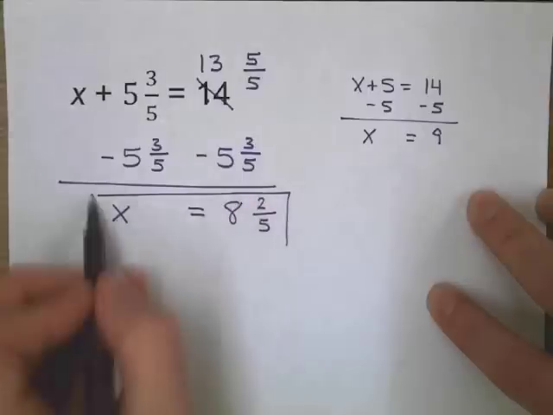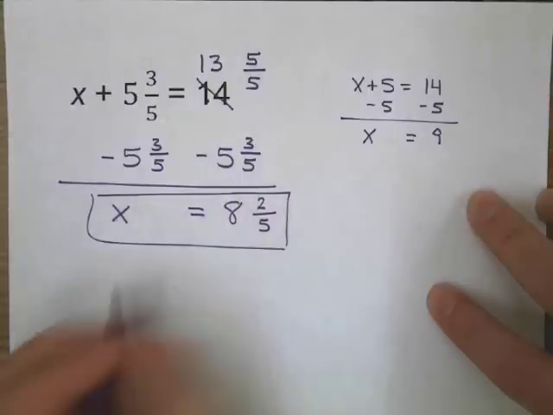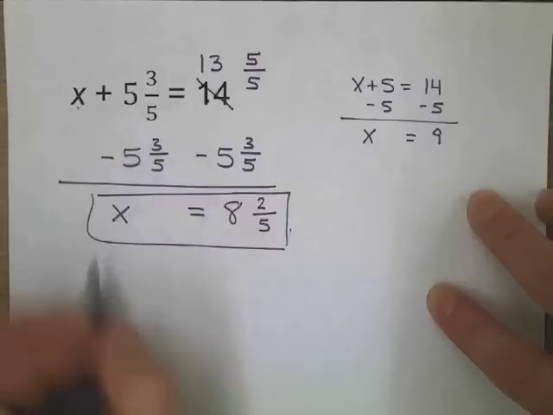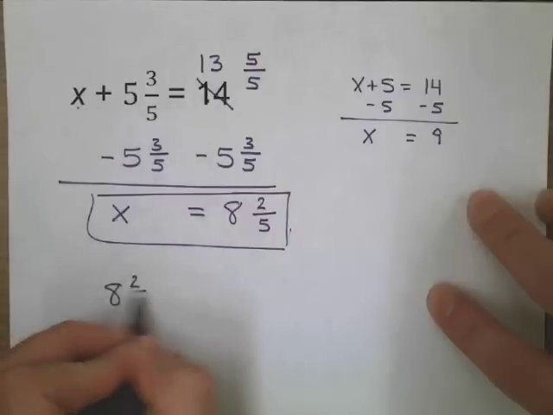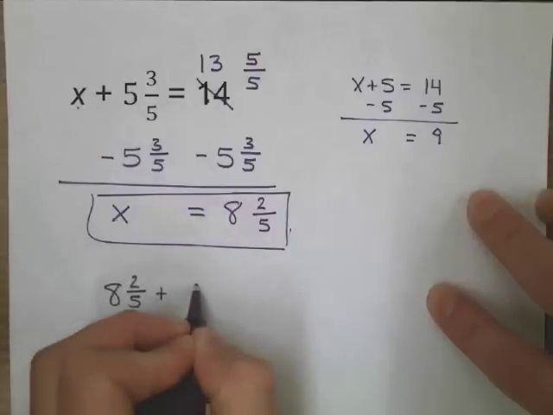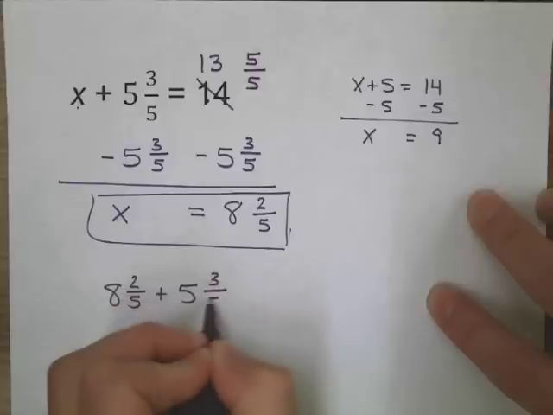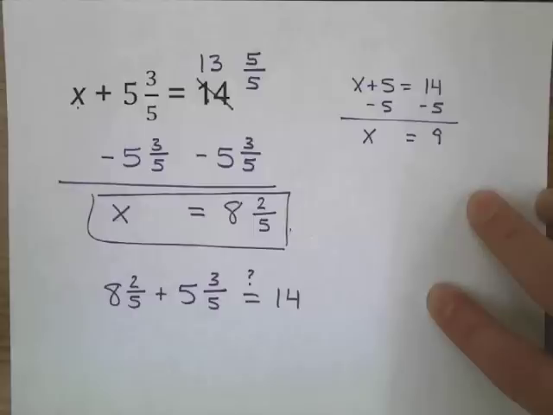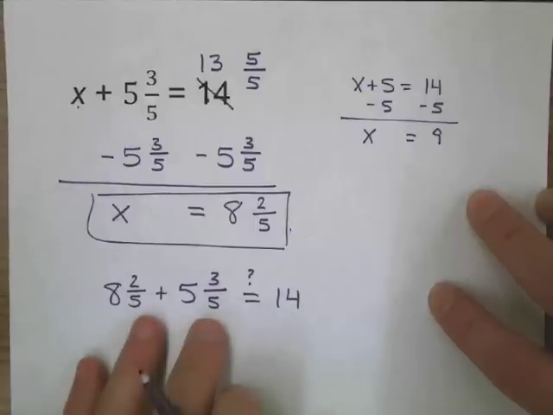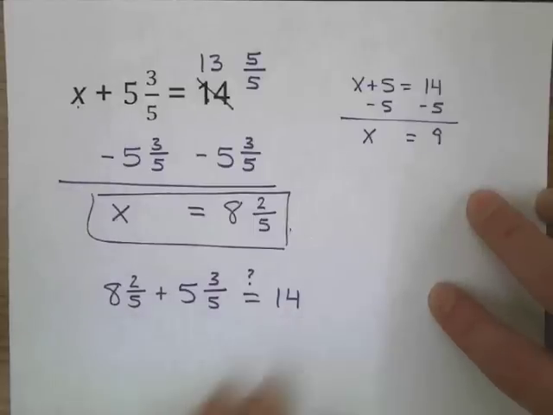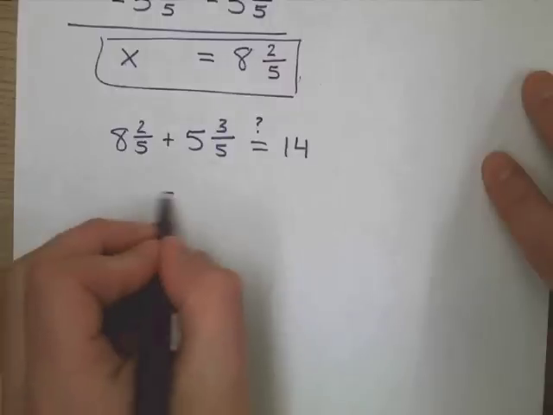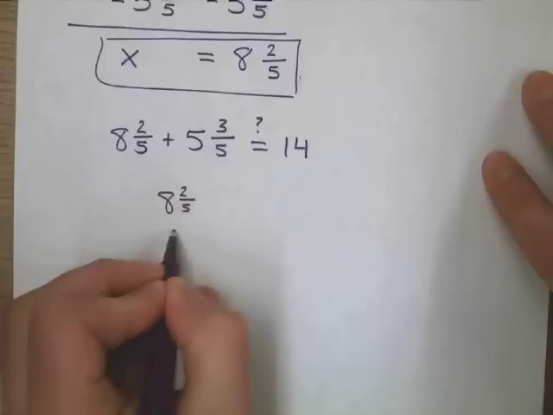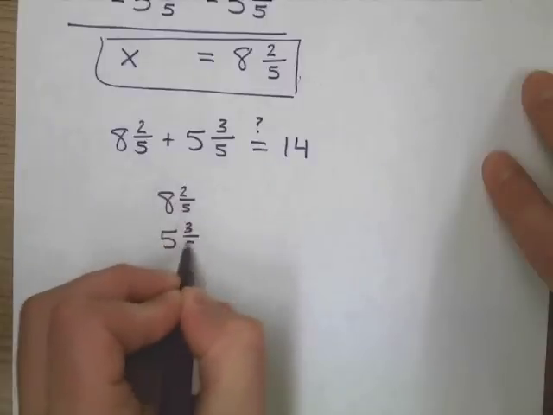Now, I can double check this solution. I can put this back in for x. So I could say 8 2/5 plus 5 3/5 should be equal to 14. That's the question I'm trying to answer. Is this the same amount as this? So I can say 8 2/5 plus 5 3/5.